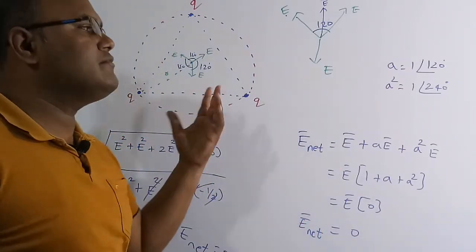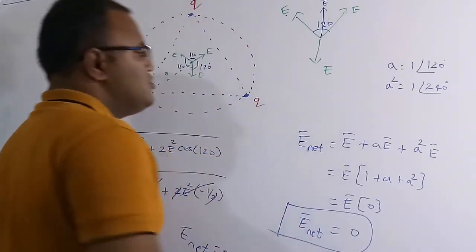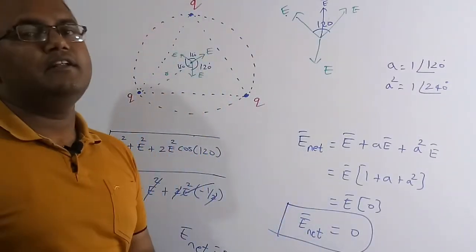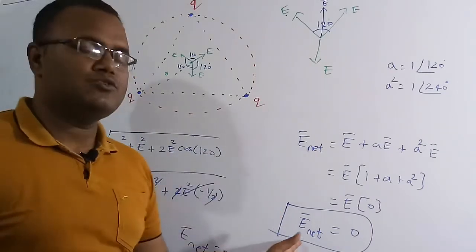So you can go by any of these methods. Finally, the solution you are going to get is E bar net equal to 0 at the center of this circle because of these three equal point charges. So this is the correct solution of this question.